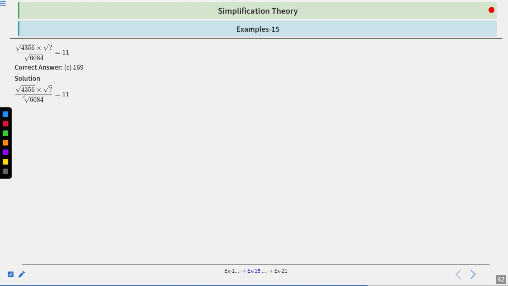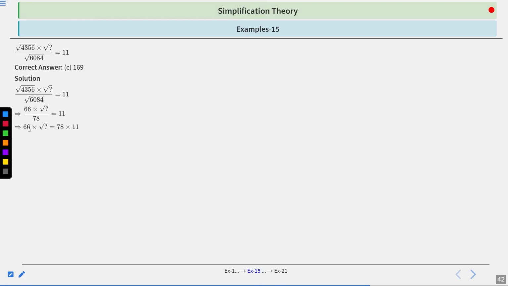So this is the question. Square root of 4356 multiplied by square root of question mark upon square root of 6084 equals 11. So we can write it: 4356 is the square of 66. So 66 multiplied by square root of question mark upon, 6084 is the square of 78, so 78, equals 11. When we simplify it, we can write 66 multiplied by square root of question mark equals 78 into 11. So we can simplify it.